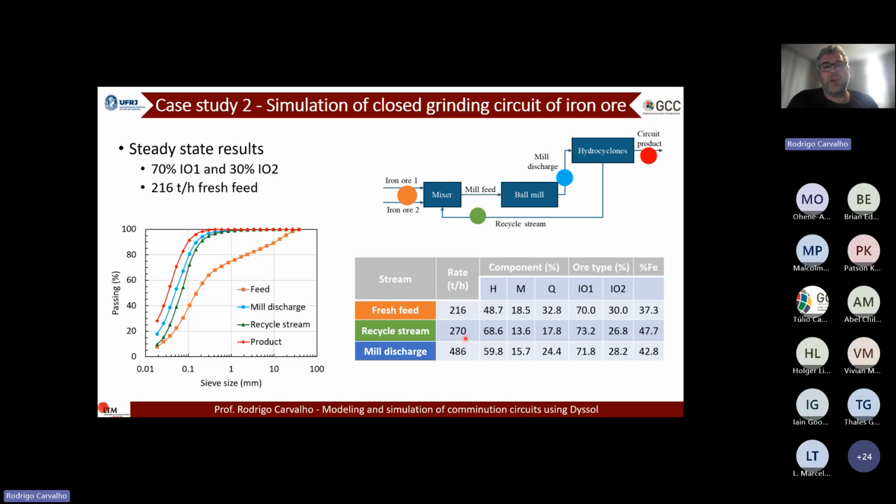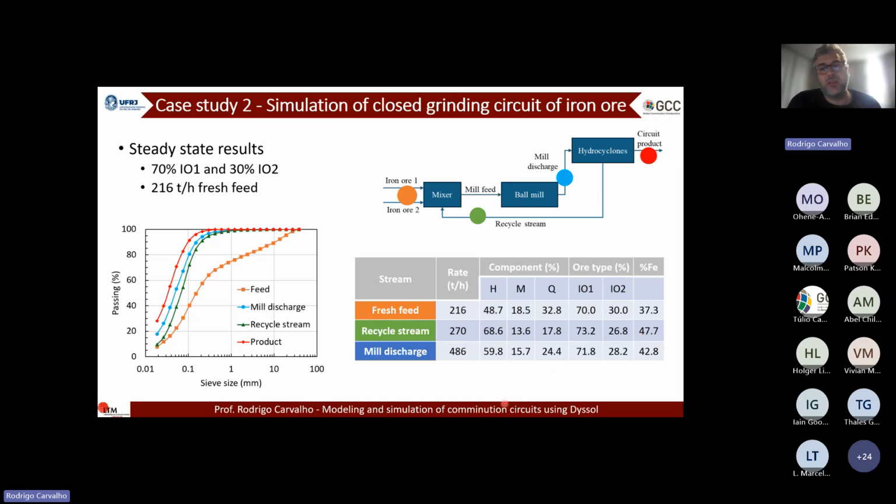We saw that the recycle stream here, the green circle, became richer in the hematite because they are being rejected more in the classification stage. So the recycle stream is also richer. You can say that it's also richer in the iron ore 2 material and richer in iron as well.